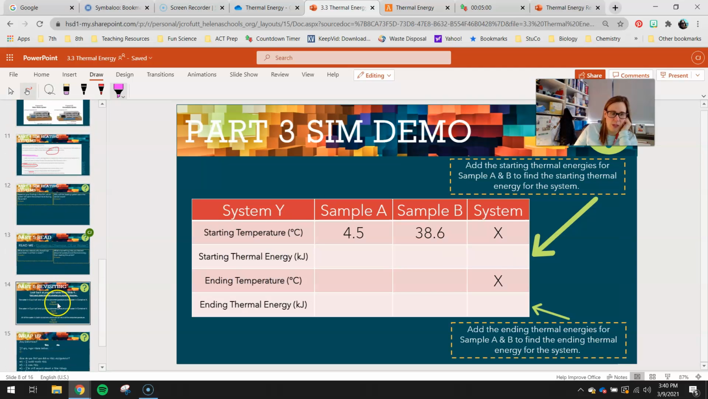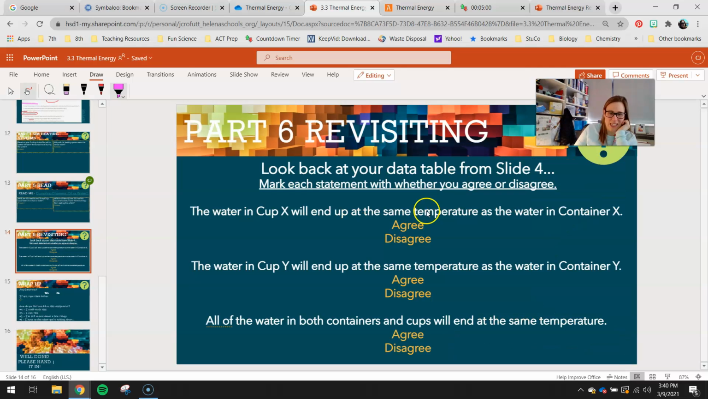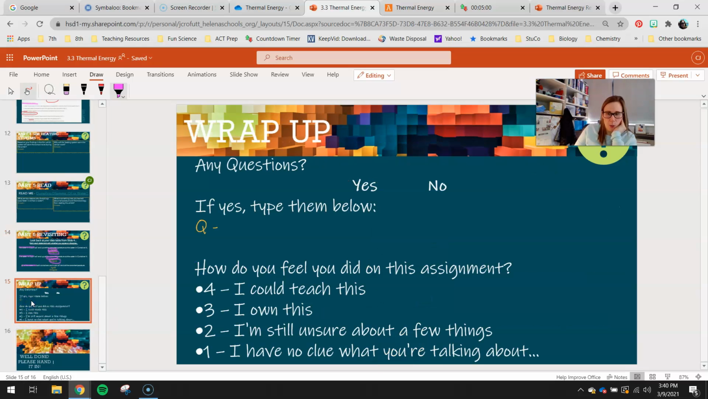And I want you guys to revisit your warm-up on slide 14. So these were the 3 statements that you guys either agreed or disagreed with in the warm-up. So do you guys agree or disagree with them now? So use your draw tool to circle either agree or disagree. And then when you're done with that, you guys will finish up your wrap-up.